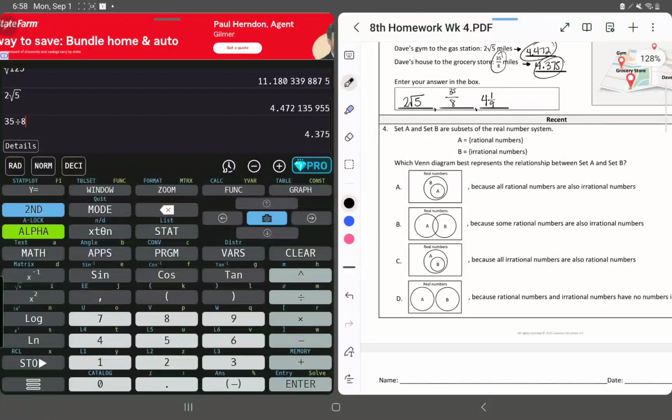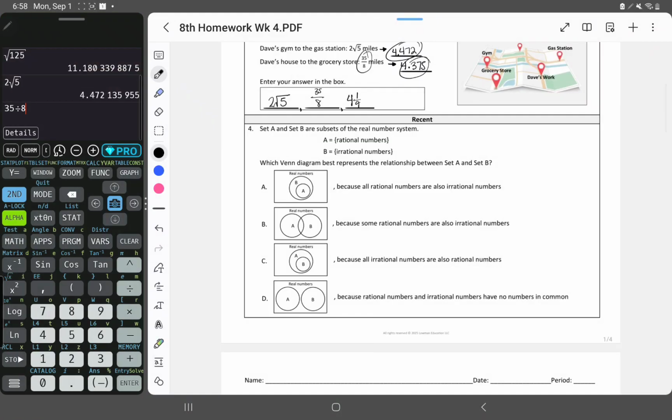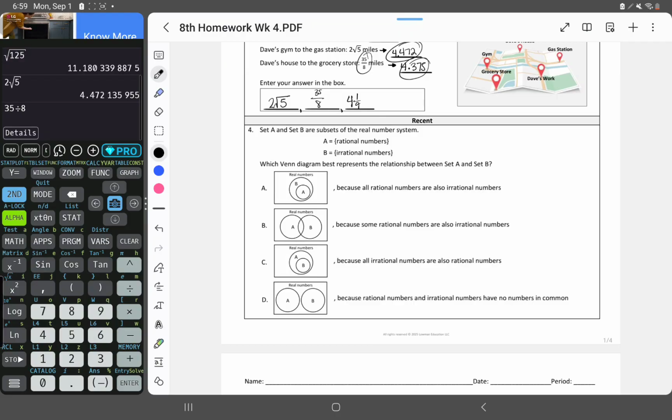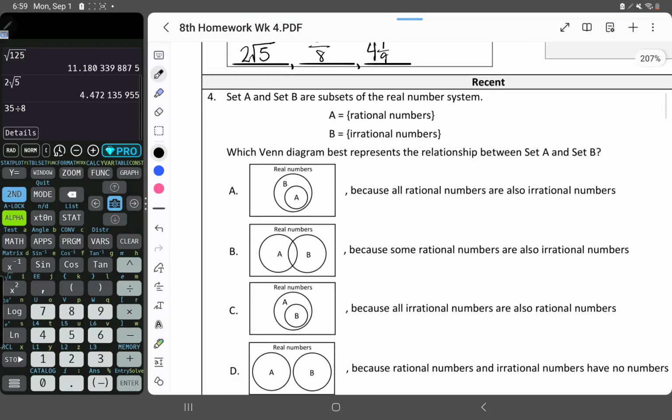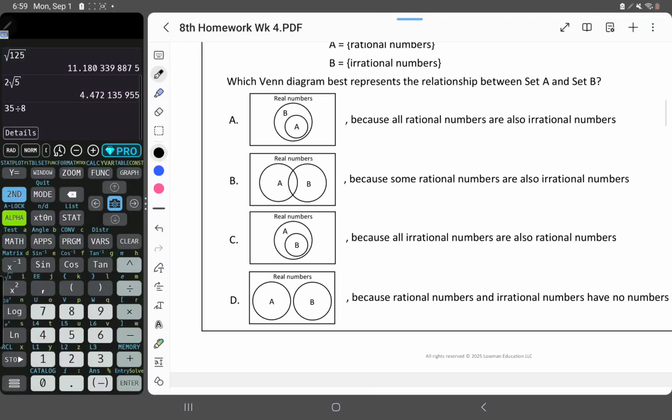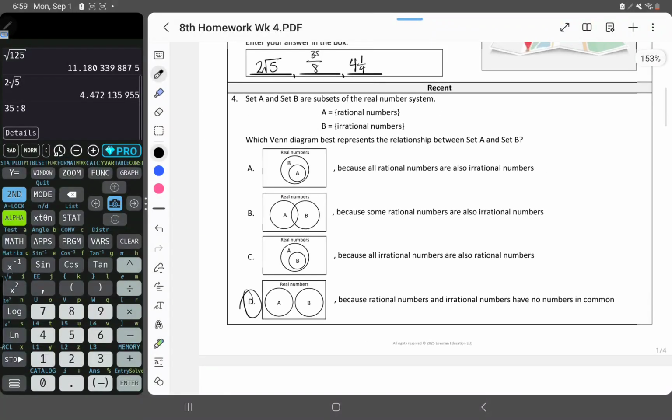Okay, this question says sets A and B are subsets of the real number system. A is rational numbers and B is irrational numbers. Which Venn diagram best represents the relationship between set A and set B? So basically this one is asking us to realize that rational numbers and irrational numbers have absolutely nothing in common. And if they have nothing in common, that means they can't overlap whatsoever, which means that is D.